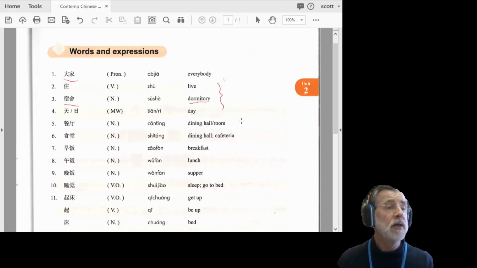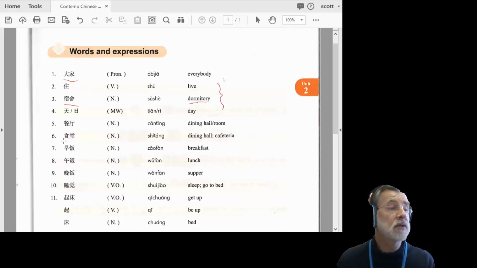Moving on, 餐厅, dining hall, 餐厅. So what's interesting about this word is it sounds very similar to our canteen. And I often wonder whether the English came from the Chinese or maybe the Chinese came from the English. 餐 is a meal. 厅 is some kind of hall. So it's literally a meal hall or a dining hall.